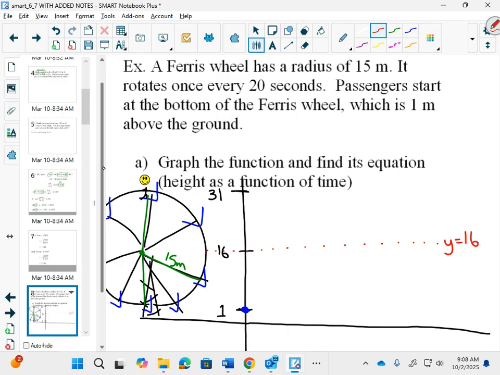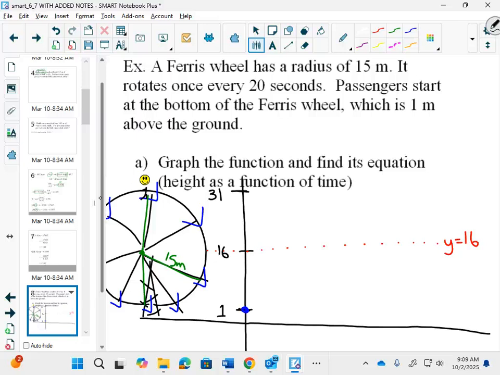So we've already figured out our D value. In fact, we've also figured out our A value, that our amplitude has to be 15. But we'll get to that when we get the equation. We want to just draw one graph of this. What time will you be at the top? Okay? Careful, it rotates once every 20 seconds. That means all the way around is 20 seconds. How long will it take you to get to the top?